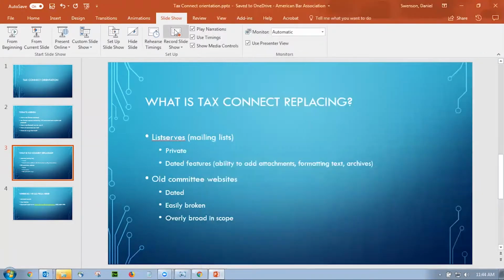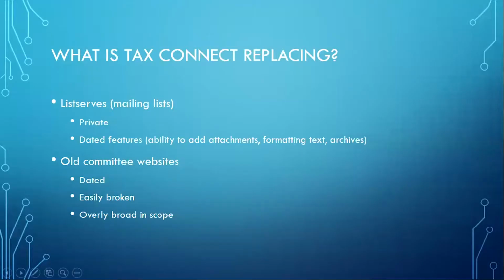But the drawbacks of listserv would be that it is a little bit antiquated. It's limited in terms of what you can do with adding attachments, with formatting text, and also searching archives is actually possible, but most people don't know about it because it's difficult. You sort of had to meet it more than halfway to find the archive, and even then it was a little tough to use. So the second thing we'll be replacing with Tax Connect would be our old committee websites.